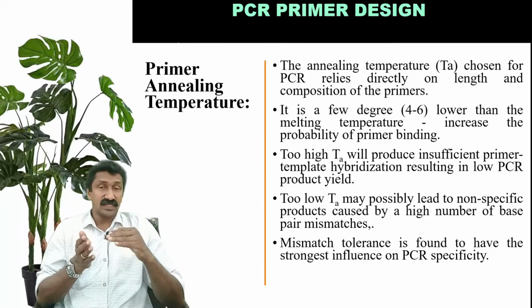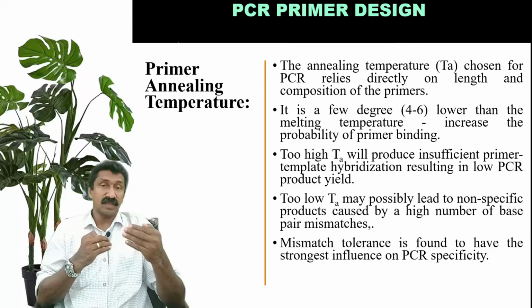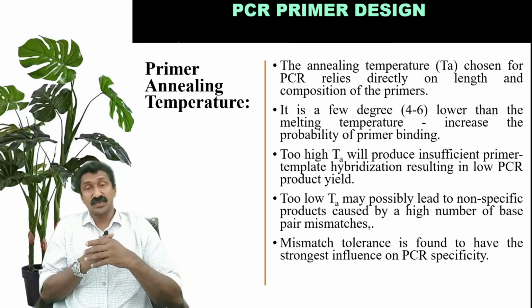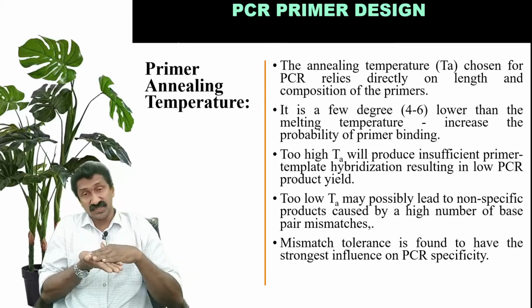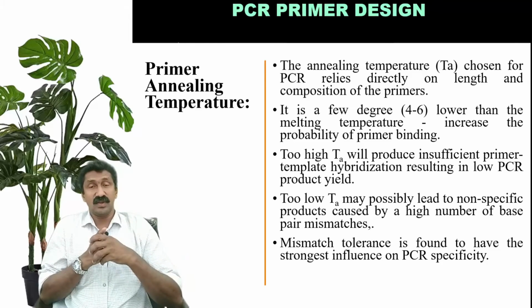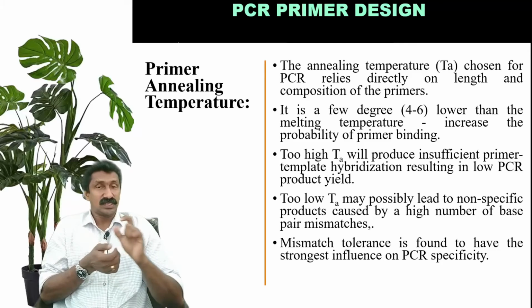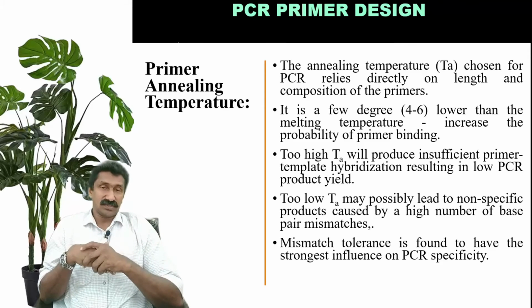Too high an annealing temperature of the primer will produce insufficient primer-template hybridization. So if you are setting a high temperature for the primer annealing, for example, the primer melts at 62 and you are setting the annealing temperature 2 degrees lower, then the primer will not stably hybridize with the template DNA because it is so close to the melting temperature.